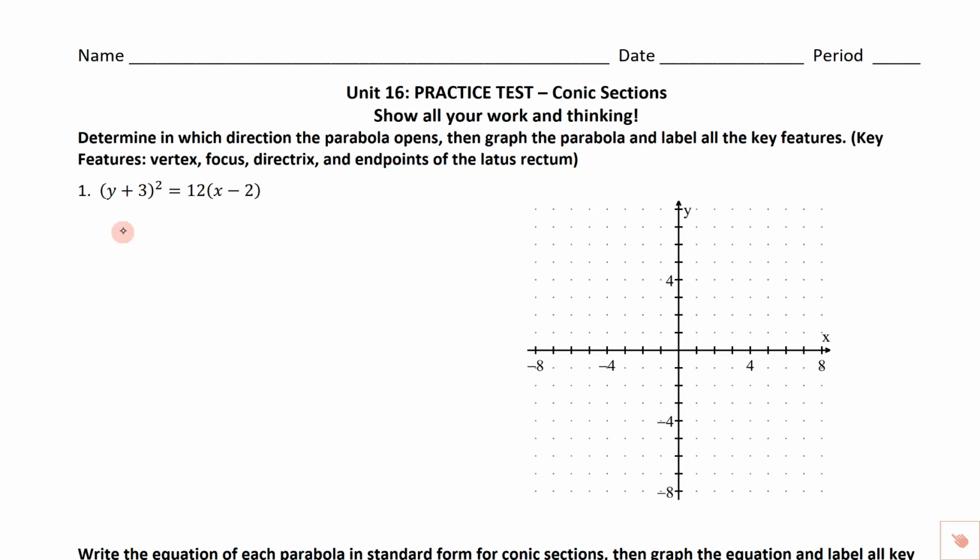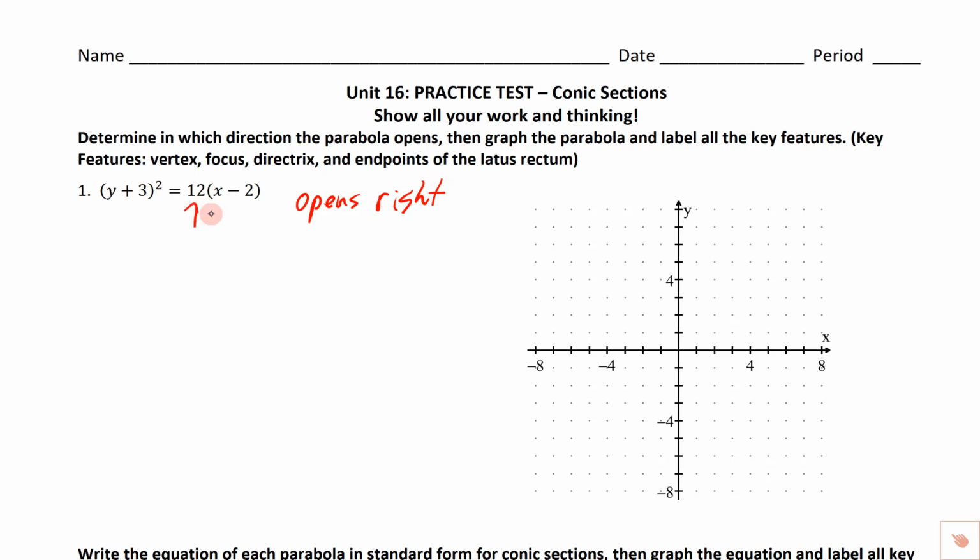So the first thing we notice about this is y is squared. So I'm going to write down that this opens in the horizontal direction. Little counterintuitive. If you think if y was squared, it would open up or down, but it doesn't. It opens in the horizontal direction. And then the next thing we notice is that this is positive. So that means it opens to the right. So it opens horizontally, and it'll open to the right here.